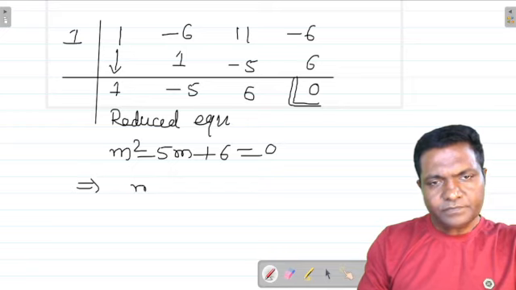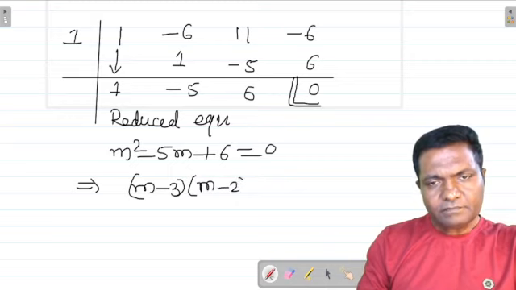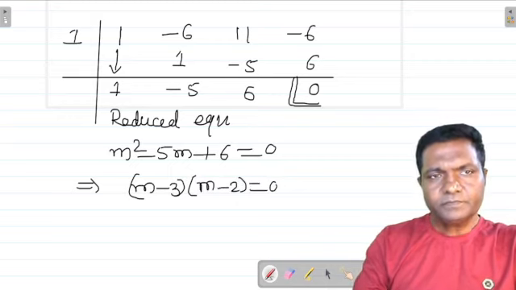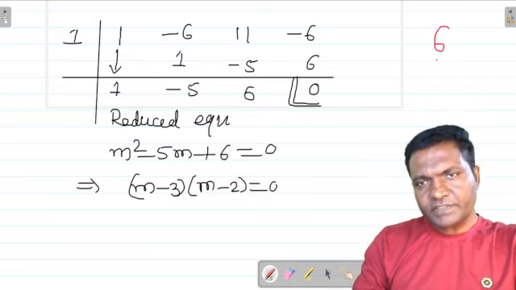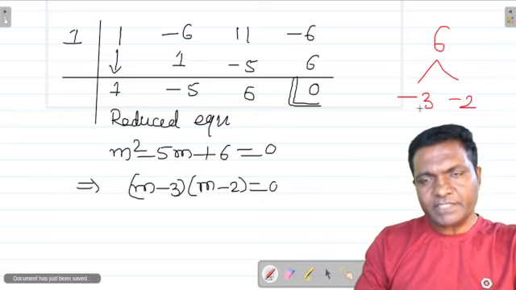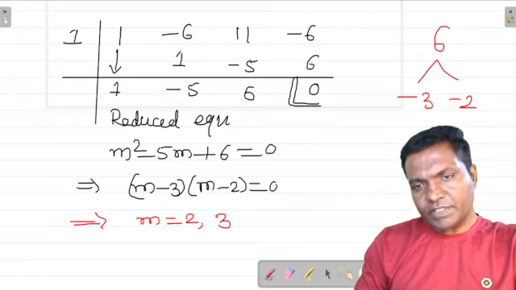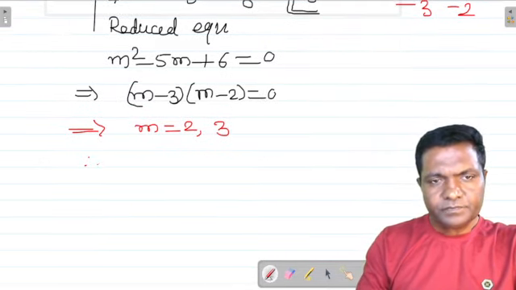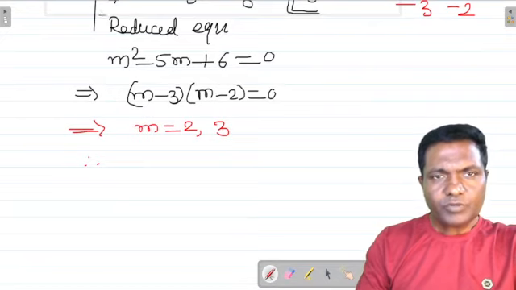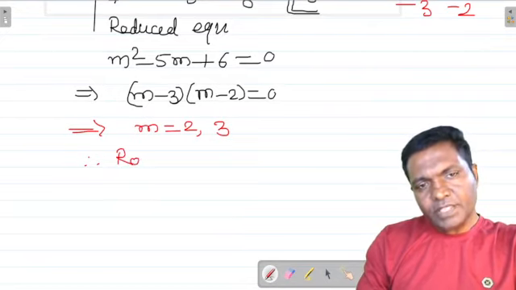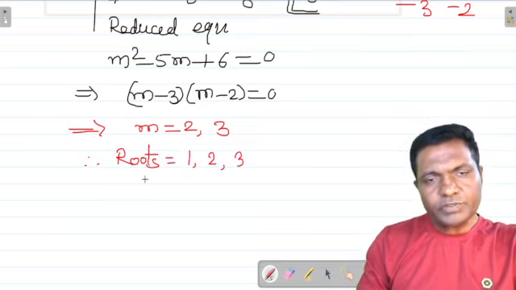So clearly the factors are minus 3, minus 2, because your 6 can be broken as minus 3, minus 2. Their sum is minus 5 and the product is plus 6. So this gives you m equal to 2, 3. Therefore, the roots are, since 1 is already there, 1, 2, 3.